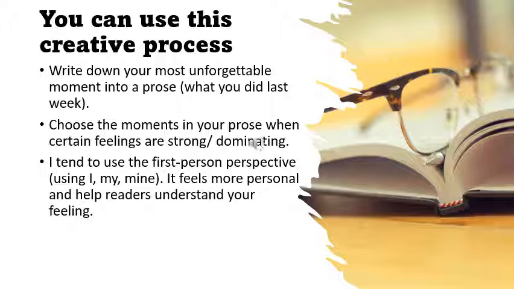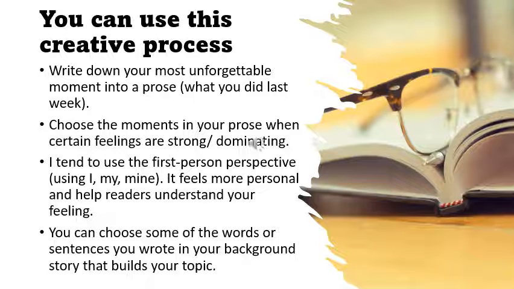So what I do first, usually I tend to use the first person perspective. So I use the words I, my, and mine for my poem and also my prose, because it usually feels more personal, and that will help the readers to understand your feelings more. You can then choose some of the words or sentences that you wrote in the background story or the prose that build your topic. I'm going to give you an example later.